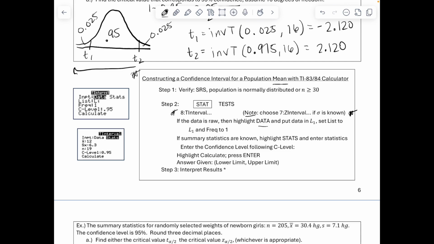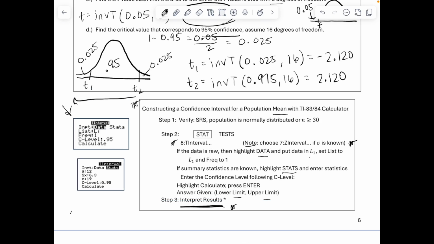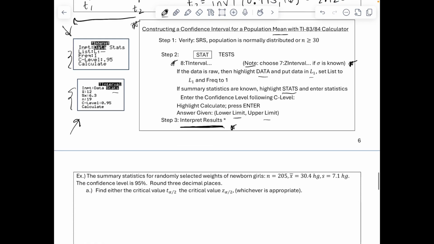If the data is raw, you're going to highlight data. You input your data into L1 and then set the list to L1 and frequency to 1. If summary statistics are known, then you're going to highlight stats and enter in all the statistics. Enter the confidence level, the C level, highlight calculate, press enter, and it's going to give you the lower limit and the upper limit. The big thing here is to make sure that you enter the right values. The two small boxes to the left of the calculator steps show what you would have to enter, and the numbers will be different for data or for stats. This just depends on the problem and the values that you are given.